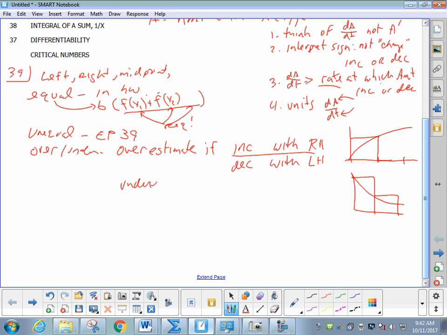Although you probably can figure it out, let's just get in our notes. Underestimate if what happens? Decreasing with right hand or increasing with right. For midpoint rectangles, we don't typically get into that until we get to capital, so don't worry about midpoint cases.